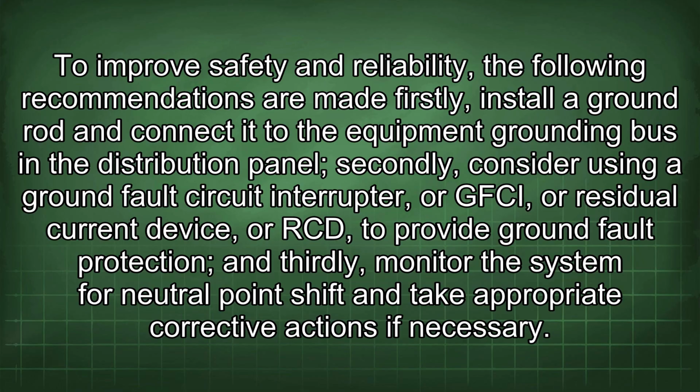Firstly, install a ground rod and connect it to the equipment grounding bus in the distribution panel. Secondly, consider using a ground fault circuit interrupter, or GFCI, or a residual current device, or RCD, to provide ground fault protection. And thirdly, monitor the system for neutral point shift and take appropriate corrective actions if necessary.